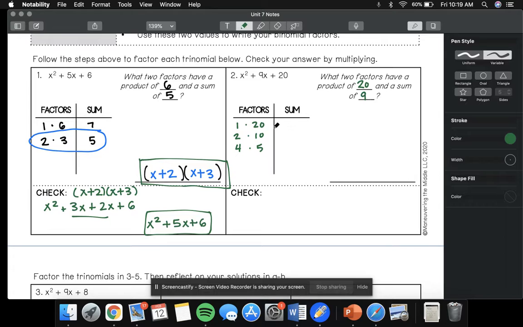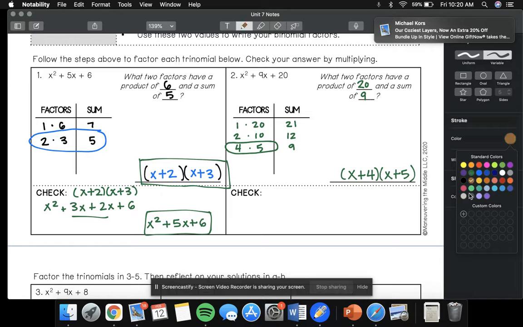Now we're going to find the sum because it also has to have a sum of 9. Again, you could probably use your brain to see that it's going to be this one, but I'm going to find the sum of all of them. 4 and 5 make 9. So my factors are going to be x plus 4 and x plus 5.